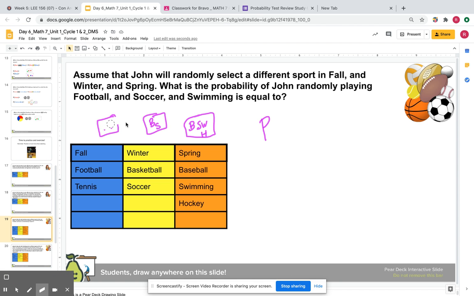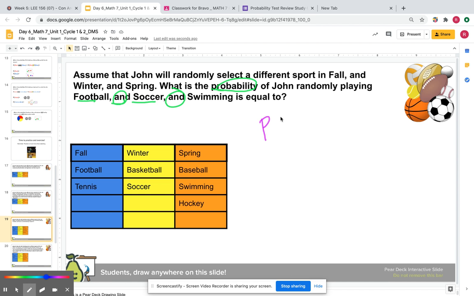With that in mind, this question says, "What is a?" Johnny will randomly select a different sport for fall, winter, and spring. What is the probability of Johnny randomly playing football and soccer and swimming? So what is that equal to? Go ahead and ask yourself, what are we finding? After you ask yourself, I hope you're able to respond the following: we're finding the probability of randomly playing football and soccer and swimming. So we're trying to find out what that equals.